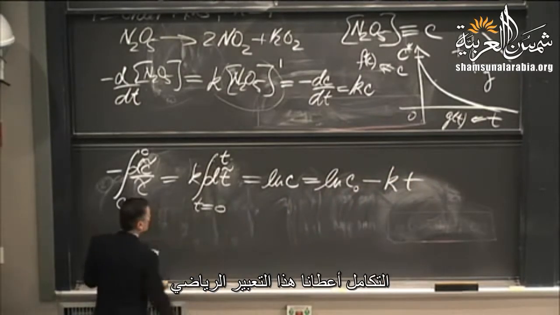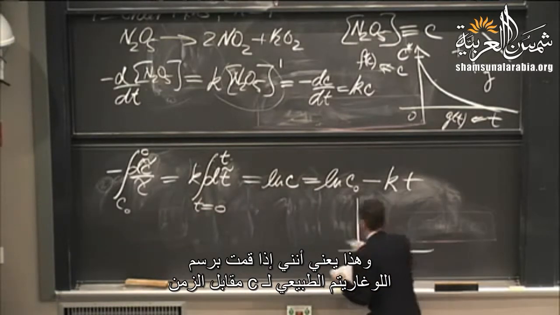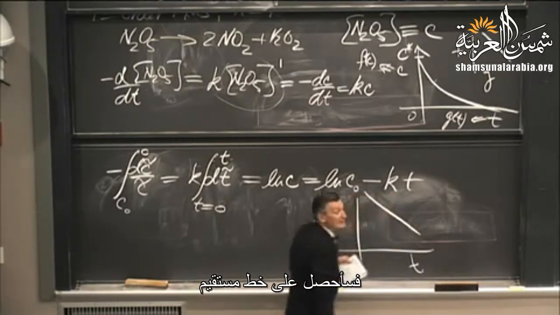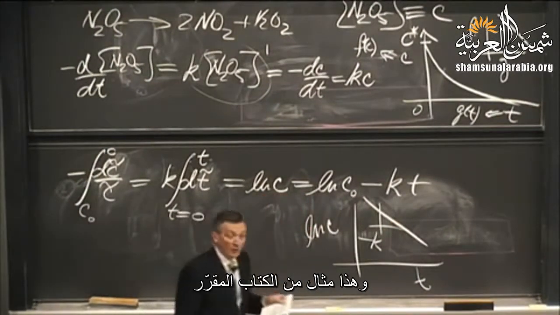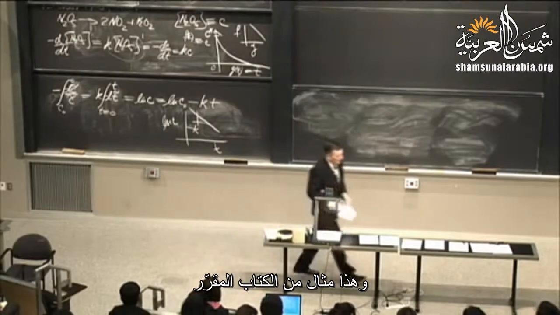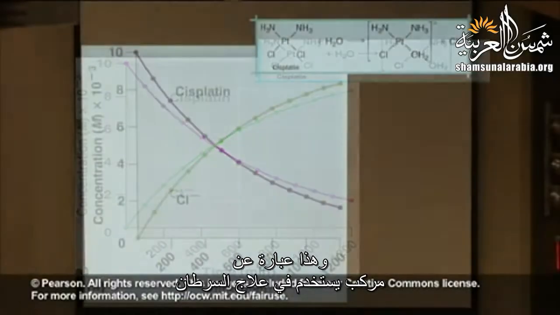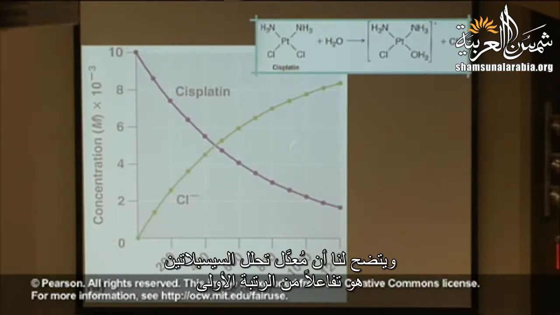Okay, so integrating this thing gives us this expression, and that means if I plot the natural log of c versus time, I should get a straight line, and furthermore, the slope is equal to minus k. So here's an example that's taken from your book. It happens to be another first-order reaction, and it shows the decomposition of cisplatin. This is a compound that's used in certain cancer treatments, and you can see cisplatin hydrolyzes to form this monster cation plus a chloride, and it turns out that the rate of decomposition of cisplatin is first order.